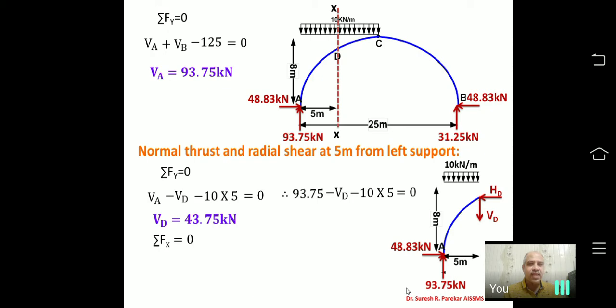Now apply ΣFx = 0. So we have HA minus HD equal to 0, and that will give me the value of HD. That value of HD should be towards left because we have assumed it towards left, and the value we are going to get as plus, and therefore we are going to get this value as 48.83 kilonewton towards left.